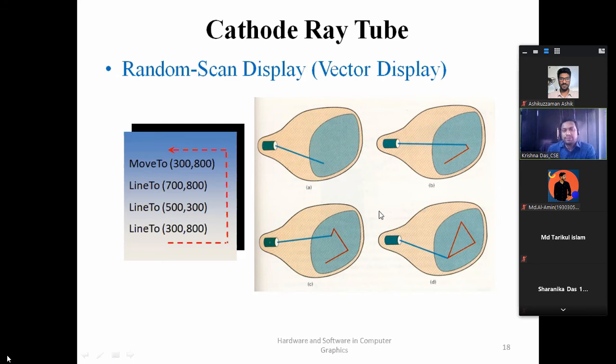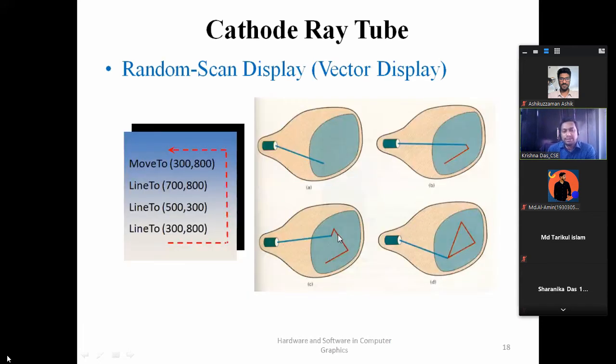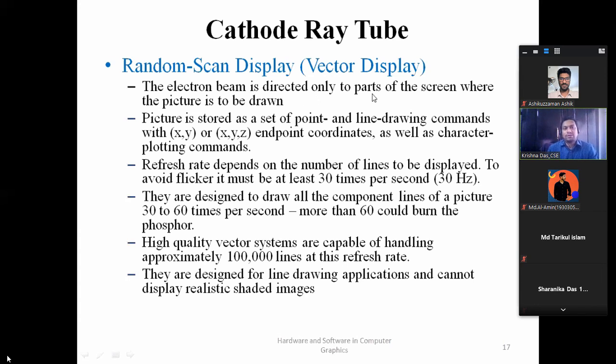So the entire process in the vector display is quite different, and you actually use mathematical primitives. The lines, or points, are mathematical, geometrical primitives. So the electron beam is directed only to parts of the screen where the picture is to be drawn. And we said also that that's the nature of the random scan, that's why it's called random. We know that it doesn't follow any sequence. It's random, without any specific pattern. It goes to different places, directed according to the different parts, following line drawing or point drawing commands.